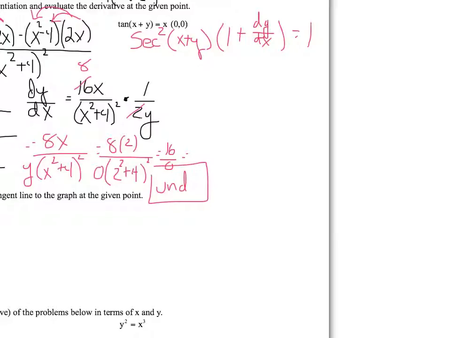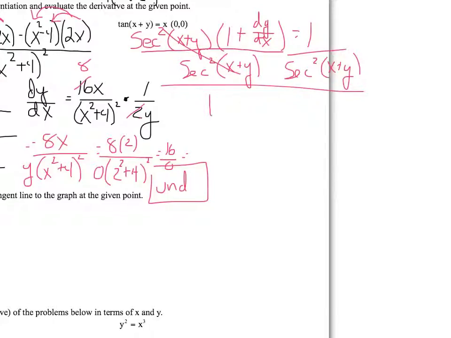And like I said a few times here, my goal is to get that dy dx by itself. Well, the way I'm going to do that here is I'm going to divide by that secant squared, x plus y. So I'll have 1 plus dy dx is equal to that fraction, 1 over secant squared x plus y. To get dy dx by itself, I'm going to subtract the 1 now.